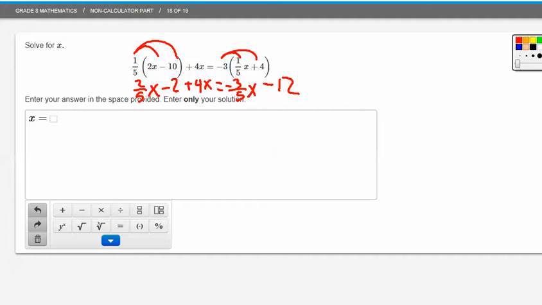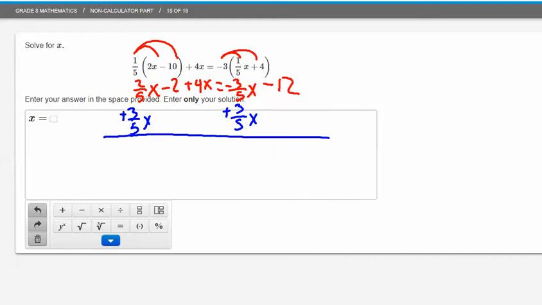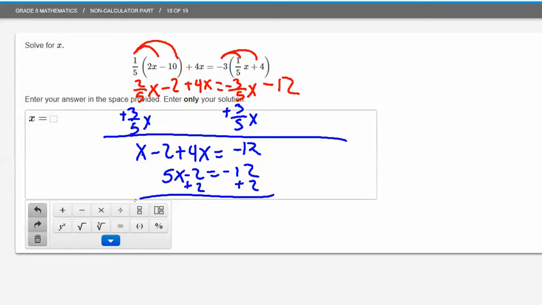So what's the opposite of negative 3/5 x? Positive 3/5 x. So I'll add 3/5 x to both sides, and I will get, oh, look, I get 1 whole x minus 1x minus 2. Isn't that brilliant? I get rid of the fraction right then and there. What is x plus 4x? 5x. So I have 5x minus 2 is equal to negative 12. Add 2, add 2. This is a thing of beauty. This is a beautiful problem.